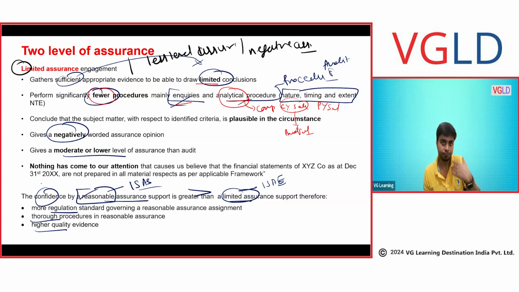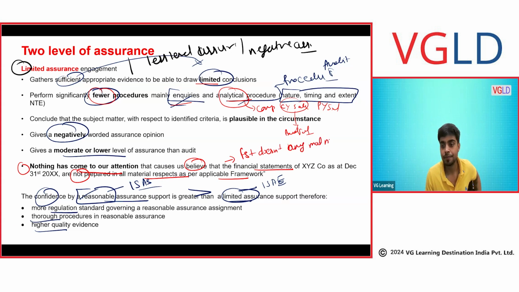So let's say you are issuing a report, what do you write in a limited assurance? Nothing has come to our attention. Nothing has come to our attention means nothing negative has come to our attention that made us believe that financial statements are not prepared in a material respect as per applicable authority. I know this is a very technical line, but let me just simplify it for you: the financial statement doesn't have any material misstatement. That is what we are trying to say in limited assurance.